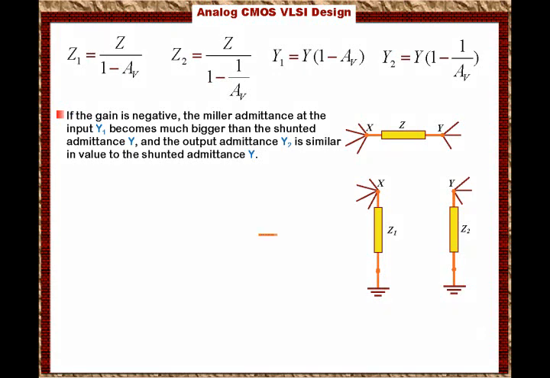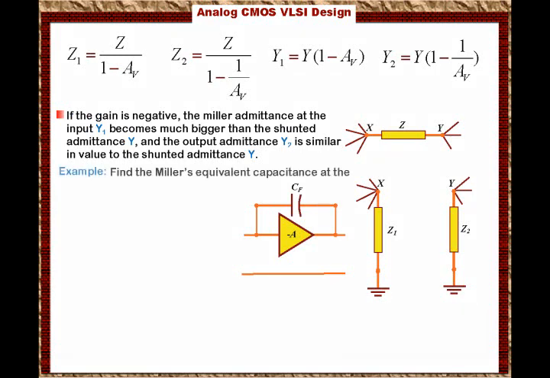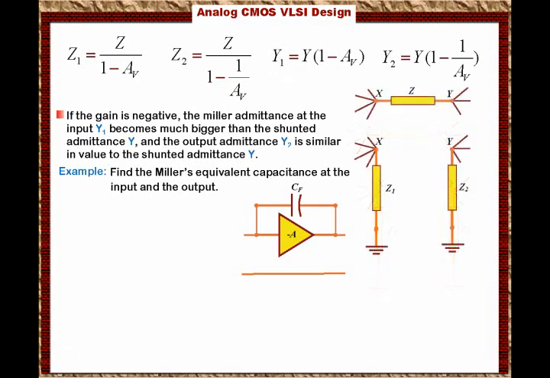Let's assume that we have this amplifier with a gain of minus A, for example minus 100, minus 200, minus 500. And then we have a shunt capacitance that goes from the output to the input. We're going to call it CF. Now, what we would like to do is find Miller's equivalent capacitance at the input and the output. So that's what we are after.